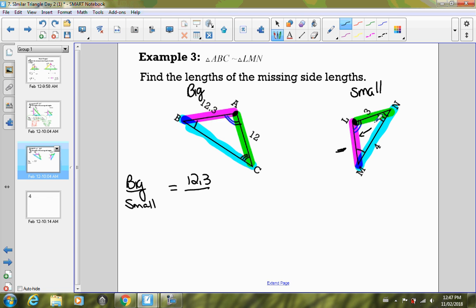So what angle is that across from? N, lowercase n, is equal to, so my green side. My green side in my big triangle is 12 over my green side on my small triangle, which is 3. Now I'm at my blue side. I don't know what my blue side is on my big triangle, so I have to call that something. You can call it BC, or I'm going to call it lowercase a. So I write lowercase a over my blue side here, which is 4.